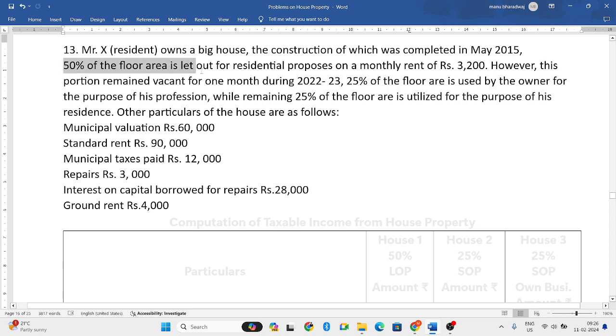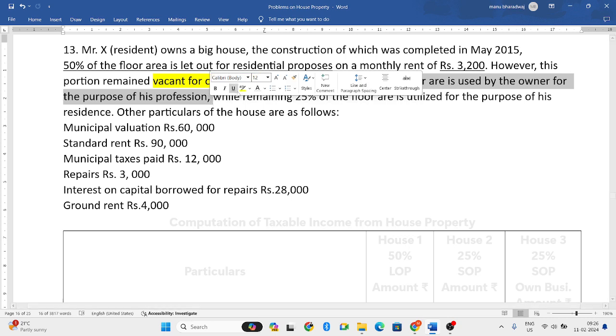50% of the floor area is let out for residential purposes. So 50% is LOP, on a monthly rent of 3,200. However, this portion remained vacant for 1 month. So vacancy is there. 25% of the floor area is used by the owner for the purpose of profession.